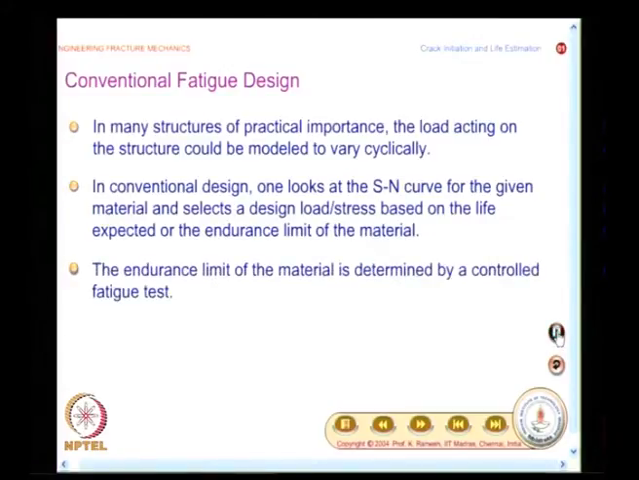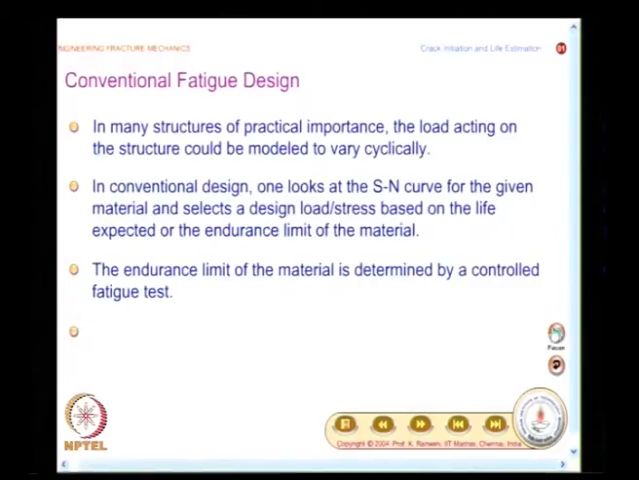You will take the help of an SN curve for a given material, search for the SN curve. From that, select a design load or stress based on the life expected or the endurance limit of the material. This is how you proceed, and you have to keep in mind that modern research says there is nothing like an endurance limit for any material. At some value of cyclical stress, the material always fails. Maybe it may take a long time to do so, that is the modern understanding.